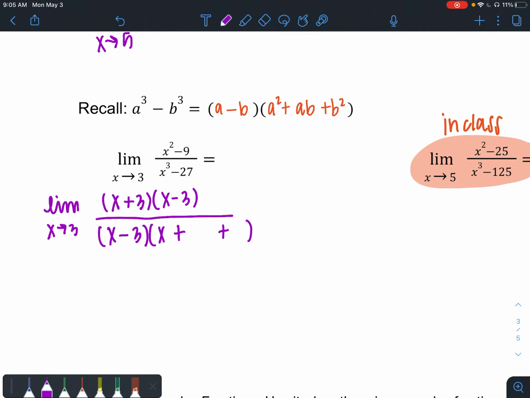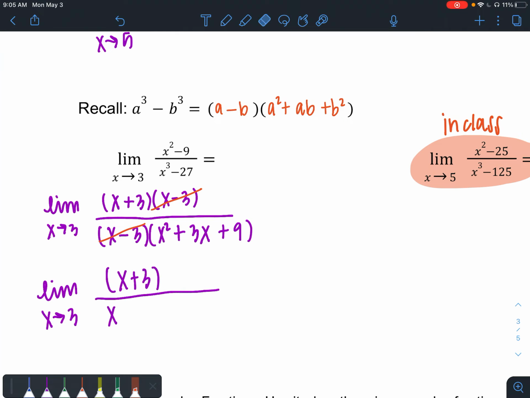Okay, so square the first term, square the last term, and then the product of the two terms. Okay, then we can cancel stuff out. This cancels with this, and so we're left with the limit as x approaches 3 of x plus 3 over x squared plus 3x plus 9. I guess I don't need these parentheses.